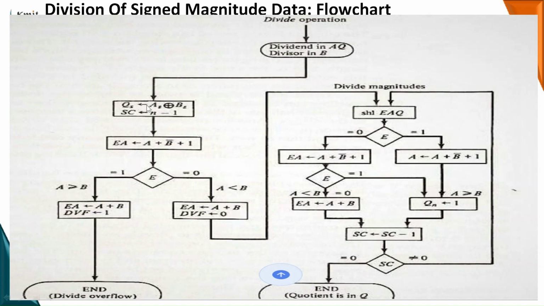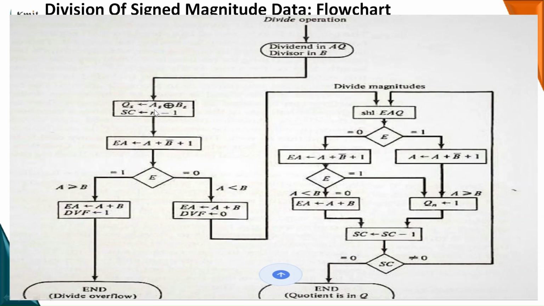In the flowchart, you first calculate the sign bit of your quotient. When you perform a division operation, you obviously get a quotient, so you first have to see what the sign of the quotient should be. You can get that from the sign bits of the dividend and the divisor by performing an XOR operation. If the signs of the dividend and divisor are equal, that is, both are positive or both are negative, then the quotient will be positive. If either the dividend or the divisor is negative, then the quotient will also get a negative sign.